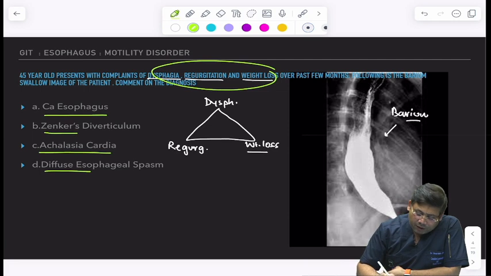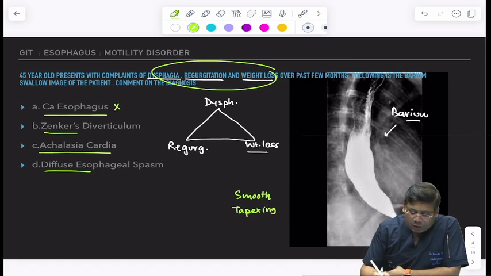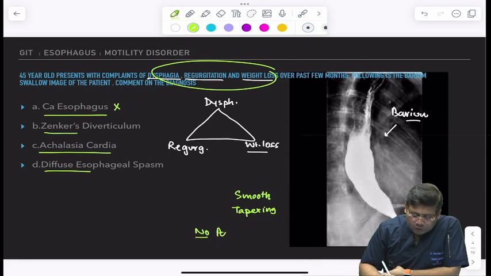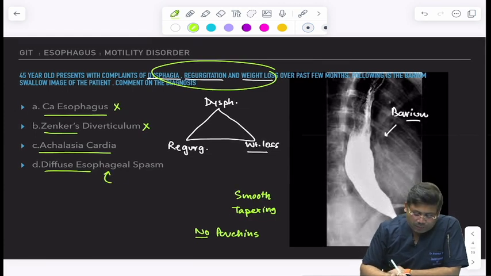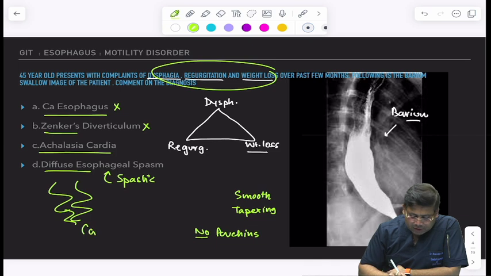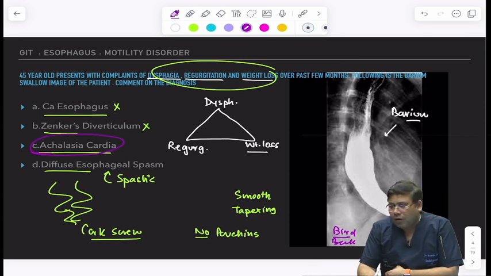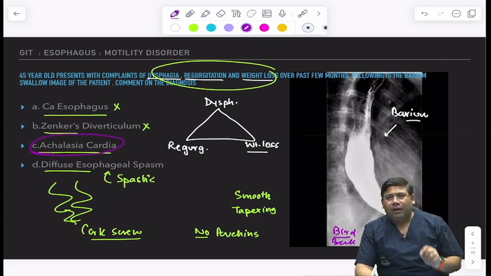But if you see barium, there is smooth tapering. This is what is very important. Since there is smooth tapering, CA esophagus has been ruled out. There are no pouches, so if there is no pouching, Zenker's is ruled out. Diffuse esophageal spasm is a spastic condition, and in a spastic condition you would get something like this, a corkscrew esophagus. Here you get a classical bird beak appearance. This classical bird beak appearance is helping you diagnose a condition of achalasia. This is very, very, very important.